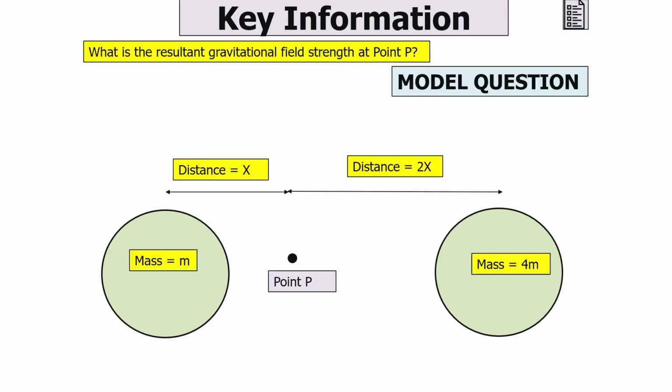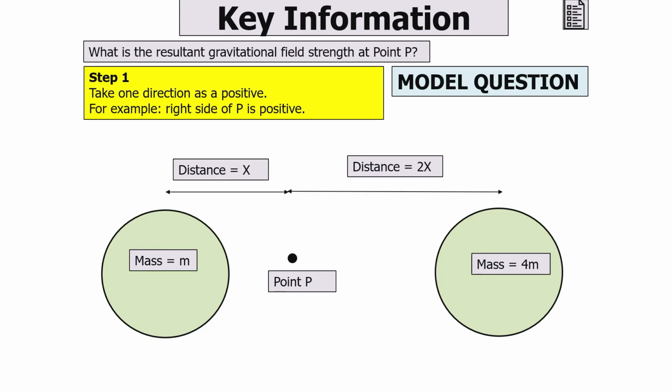So a model question could say: what is the resultant gravitational field strength at point P, where you can see one planet has a mass of m and is a distance of x from P, and the other planet is a distance of 2x from P and has a mass of 4m. So the first step is to take one direction as positive. For example, let's take the right hand side of P to be positive.